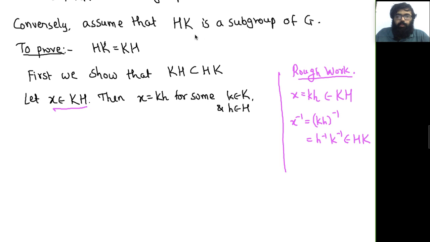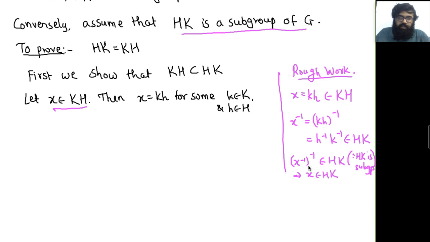Because HK is a subgroup. This is the important thing. Because HK is a subgroup, we take x inverse inverse. That also belongs to HK. This implies x belongs to HK, right? Because HK is a subgroup. So this is the back calculation, and that is how we prove this.